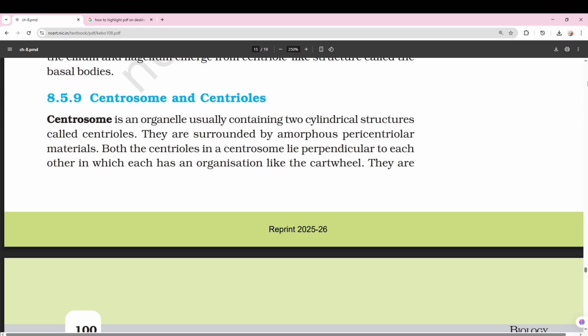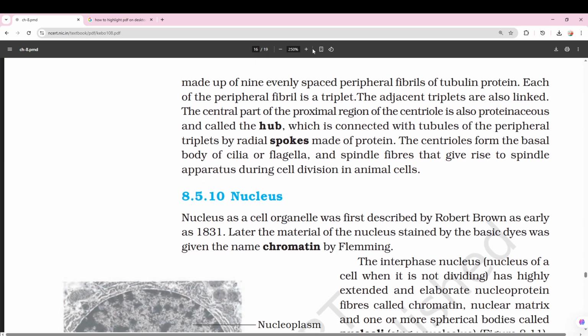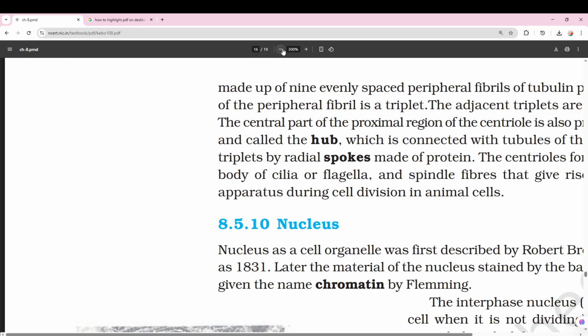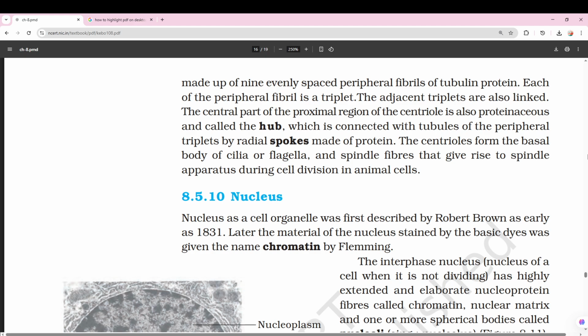They are surrounded by amorphous pericentriolar material. The two centrioles in the centrosome lie perpendicular to each other, and each has an organization like a cartwheel. They are made up of 9 evenly spaced peripheral fibrils of the tubulin protein. Each of the peripheral fibrils is a triplet. The adjacent triplets are also linked.